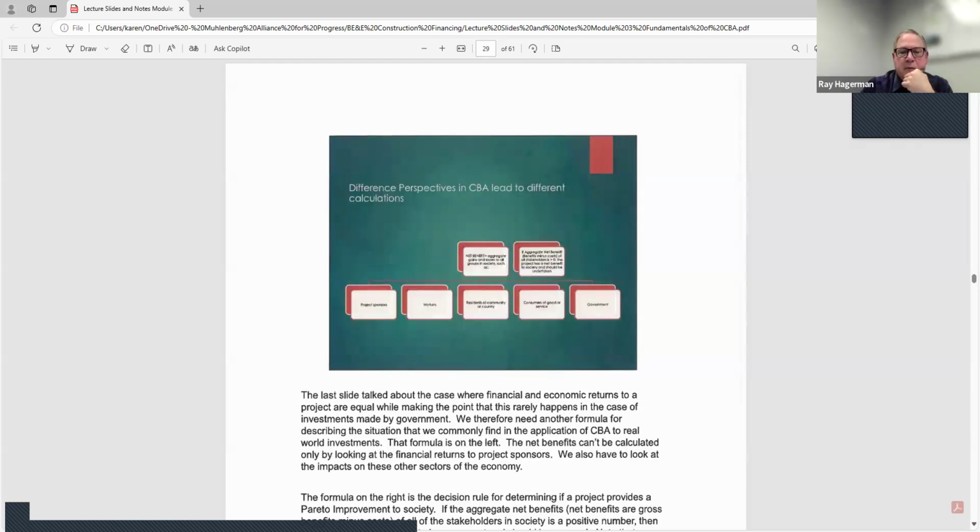This is a really good slide to sort of determine that, there are always different perspectives when we look at CBA, and sometimes it lends itself to different calculations. For example, in what we are doing in our group project, there are going to be a couple of different perspectives, and one of which is what is the benefit to the parish or the county, and what is the benefit going to be to the state?